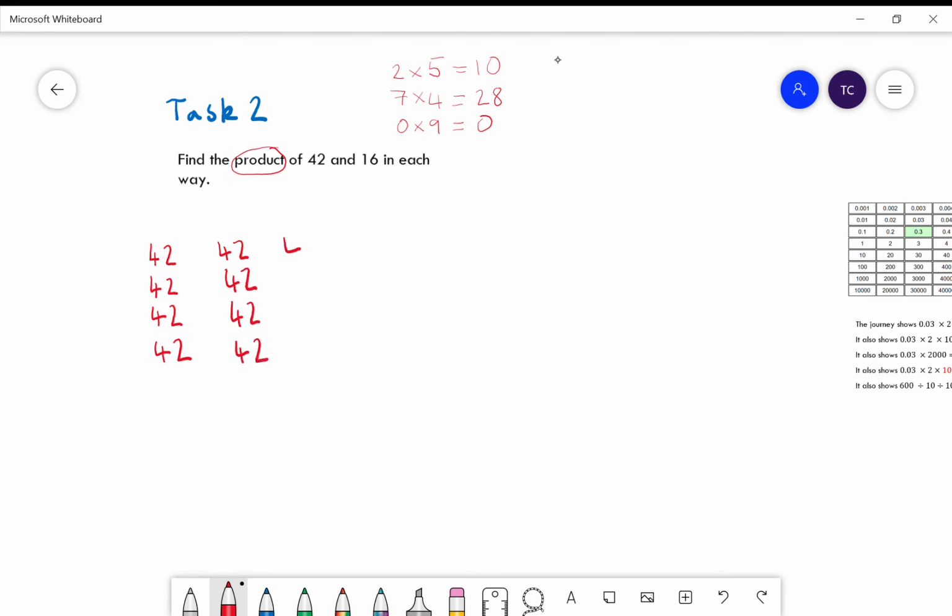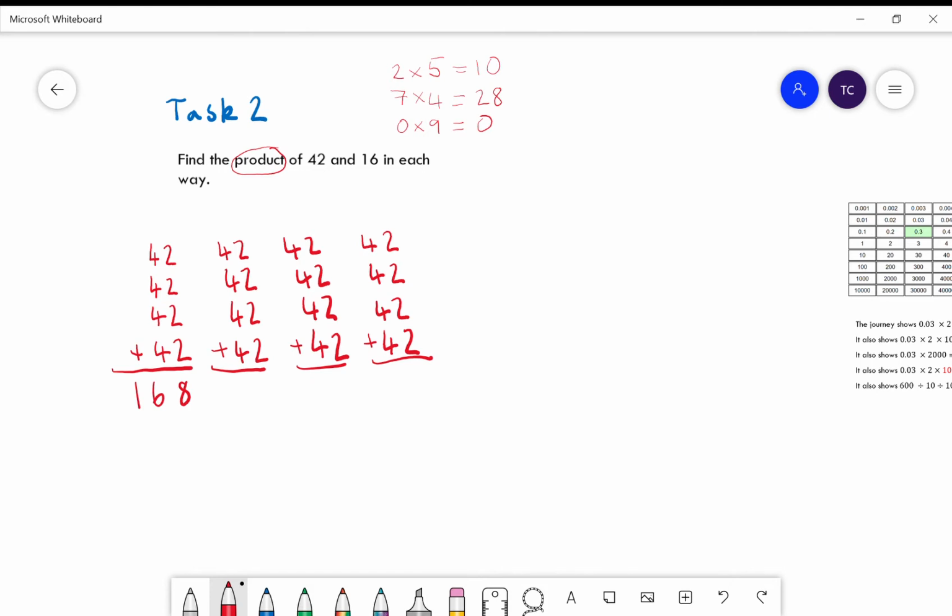Another 4 takes me to 8. Another 4 takes me to 12. And another 4 takes me to 16. Okay, so I'll add these up. And again, this might not be the method you would use, but it is a method that certainly works. I might not think it's very good.